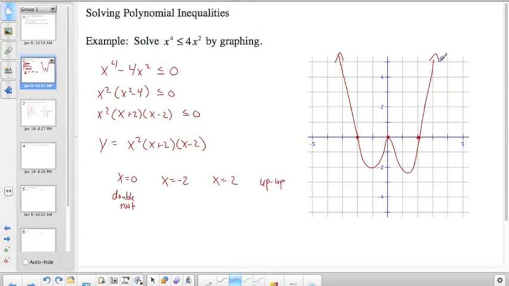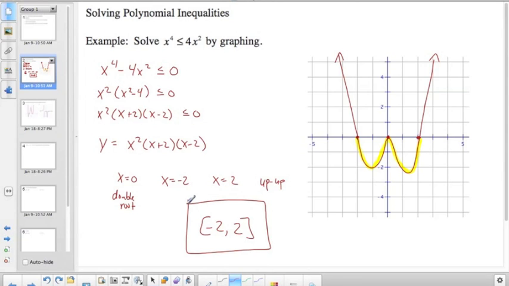And so if we look back to the inequality that we wrote, we want to know when this particular polynomial is less than or equal to 0. There we go. So that area right there is where this polynomial is less than or equal to 0. So in writing our solution, we're going to do so in interval notation. And this is less than or equal to 0 from negative 2 to positive 2. And that would be the solution to that inequality.